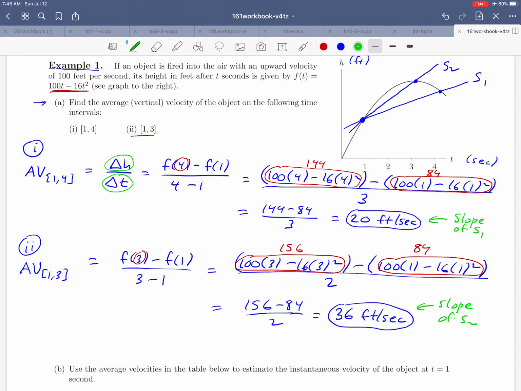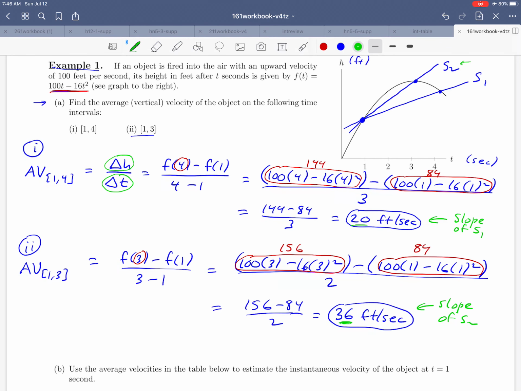Okay, and you could maybe back off of this for a second and ask yourself, do those answers look reasonable? We got a bigger number here for the average velocity between 1 and 3 than we did between 1 and 4. Does that make sense with the slopes? Notice that it does, because the line S2 has a steeper slope than S1, so we should get a bigger number for the average velocity between 1 and 3. Okay, so I think we have completed part A here.